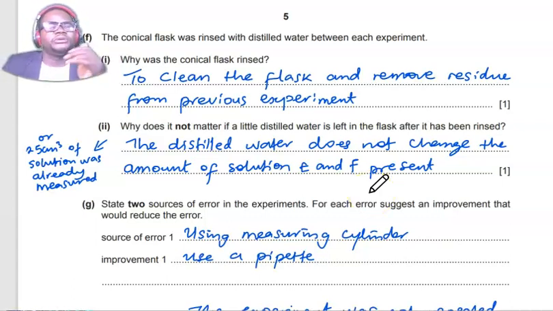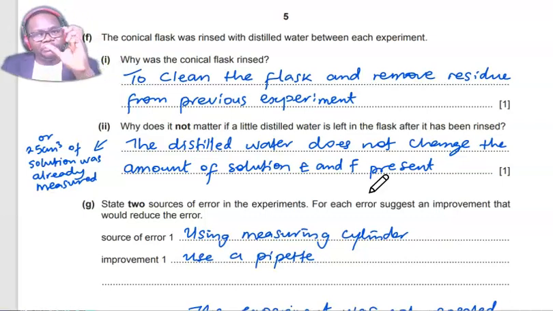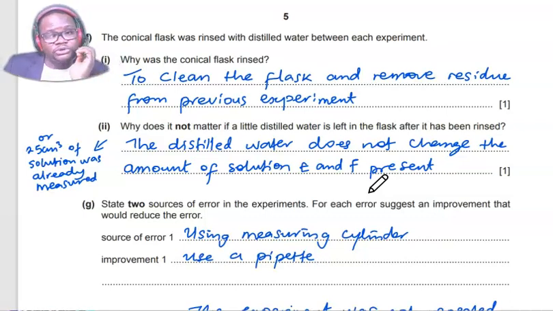So 25 cm cube of solution was already measured into the conical flask, which contained a particular amount of sodium carbonate. So even if your conical flask contained water to half of it, and you add 25 cm cube of your solution E or solution F, it still does not change the volume of acid that will be required to titrate against it. So you need to have it at the back of your mind. The still water does not change the amount of substance present, it can only change its concentration. It may be diluted, but the same amount will still be there.